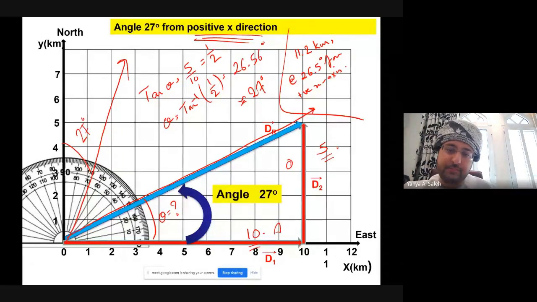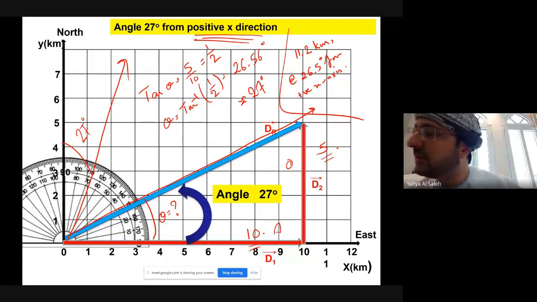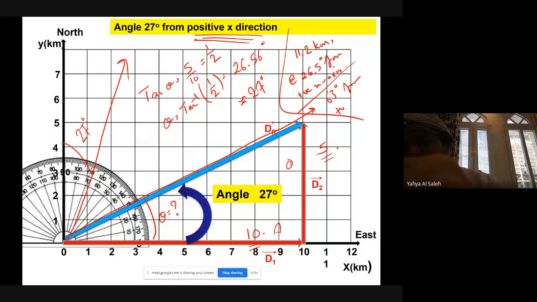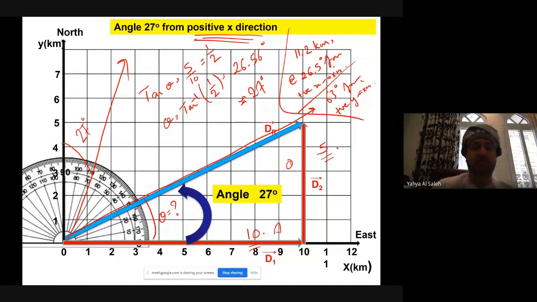Or I can say whatever this is, 90 minus 27, 63. Or I can say 63 degrees from positive y axis. Either one is absolutely fine.